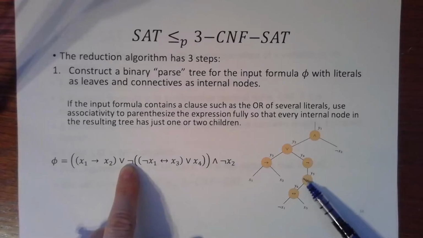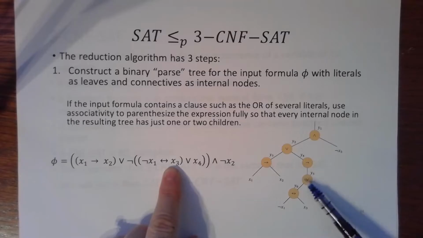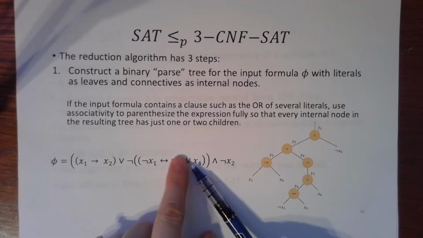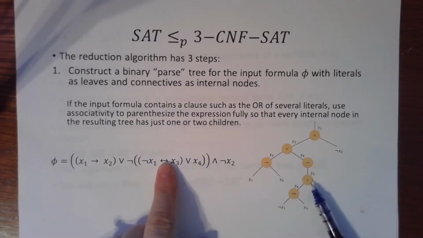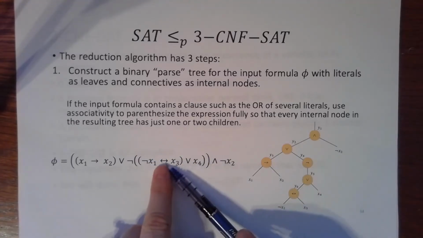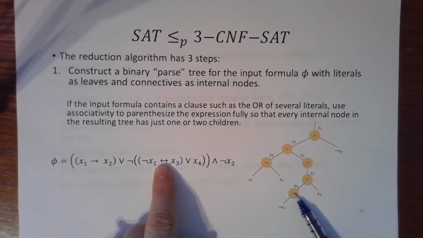Well, this branch of the tree corresponds to this expression. That expression is an OR of two things, this expression and x4. We can stop at the right branch of that tree because we've gotten to a literal, but the left branch is a biconditional of two literals, not x1 and x3. So we have a biconditional of not x1 and x3.